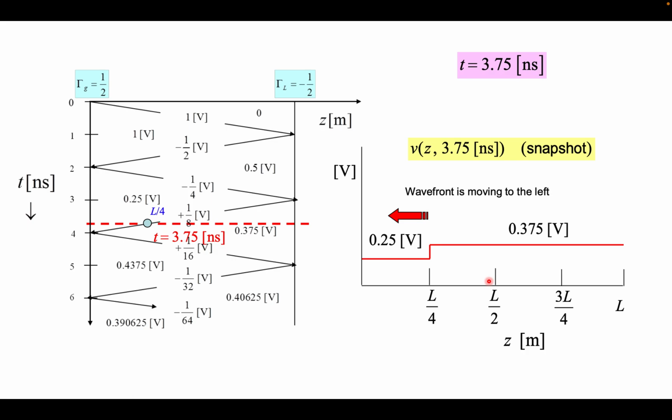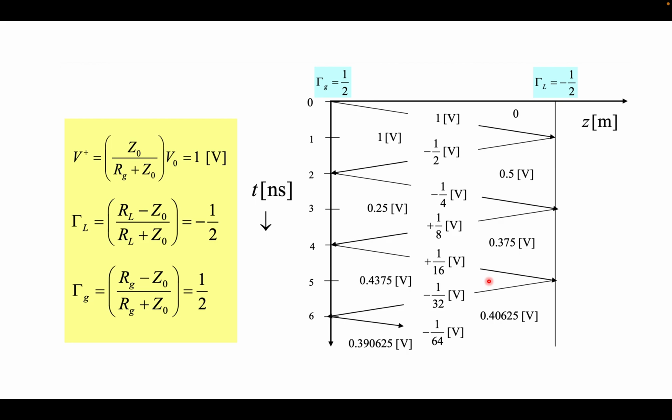and so on. I hope now everyone will be able to solve such problems which are based on the bounce diagram. And since this is a lossless transmission line, you have 1 volt throughout the transmission line when you are going from t equal to 0 to 1 nanosecond. That's why you have 1 volt.